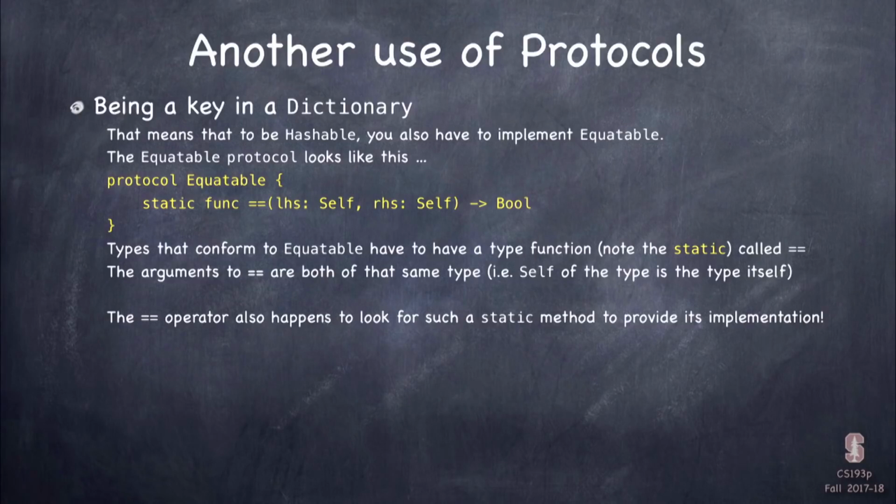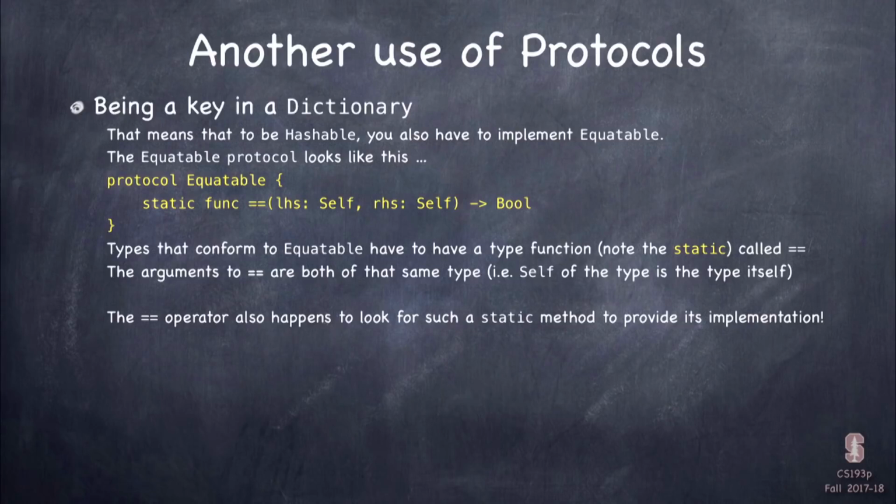So they chose this to be called equals equals, which is kind of cool. Okay? And the arguments are a left-hand side and a right-hand side. Notice that the type is self. This is a type method, so self is the type. So if this were implemented by int, if int were implementing equatable, self would be int. Okay, because it would be a type function on int. And so the left-hand side and the right-hand side would be ints, of course.